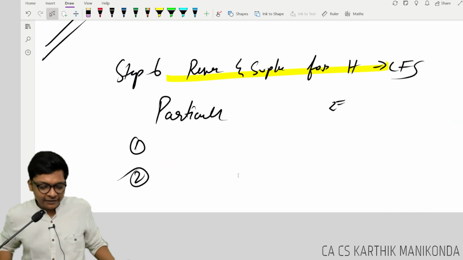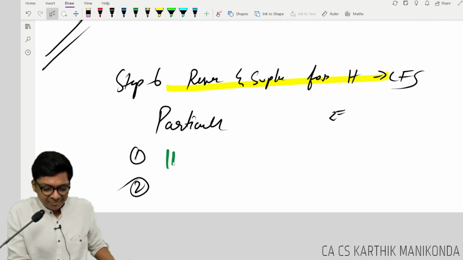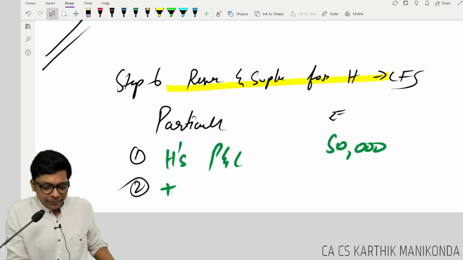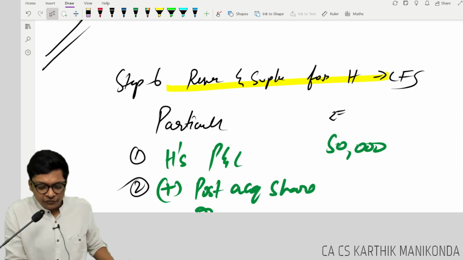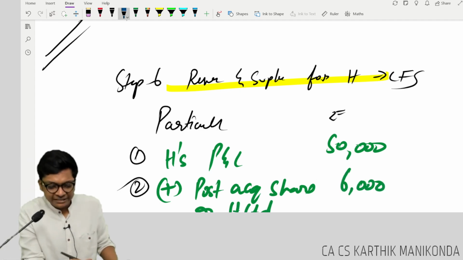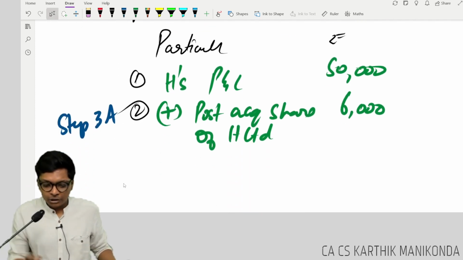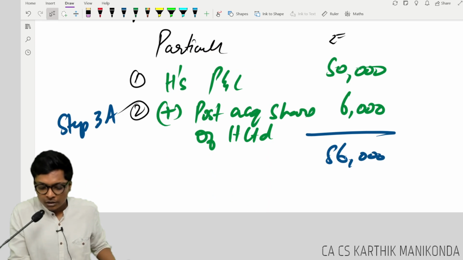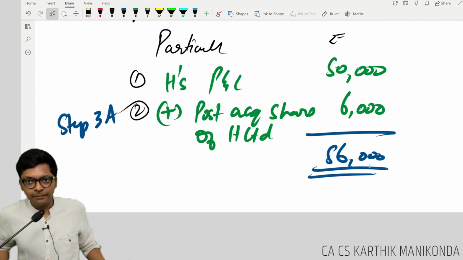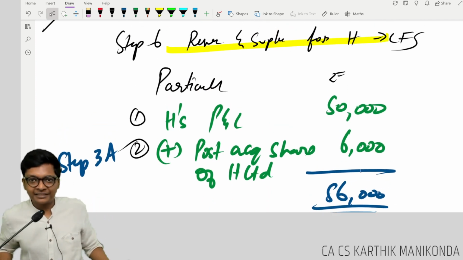So you will come to your final working note. You will write down HS profit and loss. How much, guys? 50,000 plus post acquisition. What did I give you? Post acquisition share of H Limited. How much, guys? 6,000. This came from which step? Step 3A. The total of this is 56,000. We don't have any other adjustment in this sum. Are you understanding this? Everybody got this?